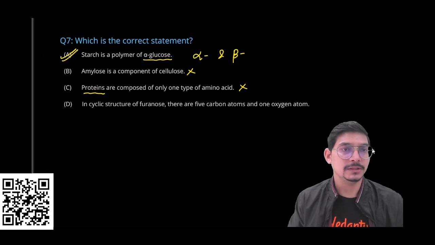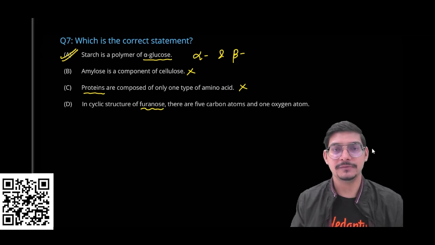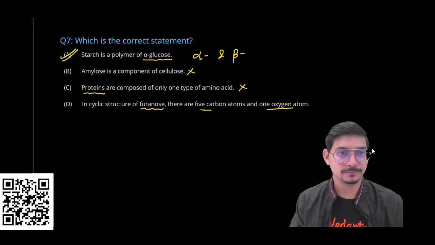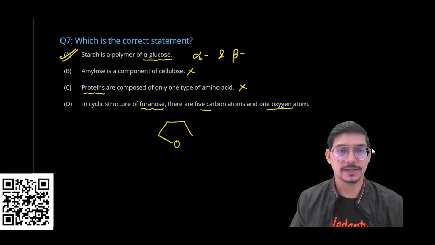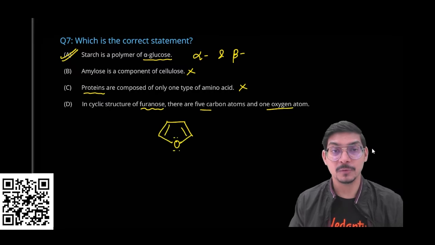In the last option D, it says that in the cyclic structure of furanose, there are 5 carbon atoms and 1 oxygen atom. So furanose means this structure is based on furan, and furan is a 5-membered heterocyclic aromatic compound, which here we can obviously see contains 4 carbon atoms and 1 oxygen atom and not 5 carbon atoms and 1 oxygen atom, because that would be a 6-membered ring, and those structures of carbohydrates are called pyranose because they are based on pyran. So statement D is also incorrect. Hence statement A is the correct answer.